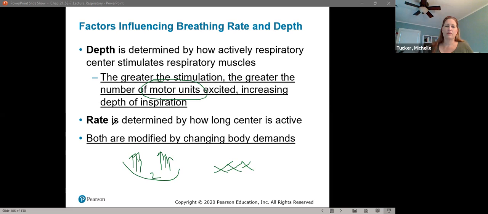Rate is determined by how long a center is active. If we need to increase respiratory rate, we can decrease this phase. So inspire for 2 seconds, expire for, we don't inhibit as long, and then we'll get a 2 second. So then that would increase it from 12 to 15. And then you can shorten those phases even more to get up to like 20 respirations per minute, which is where we are usually for about exercise.